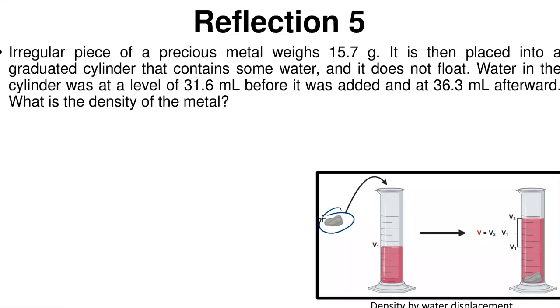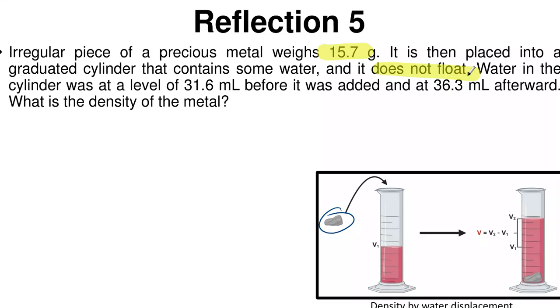an irregular piece of precious metal weighs 15.7 grams. It was then placed in a graduated cylinder that contains some water. It says it does not float. Now, for this to take place, it is not supposed to float. If it is floating, that means there's going to be a problem. For this thing to hold through, the object does not have to float. It has to sink inside the water for this to hold through.